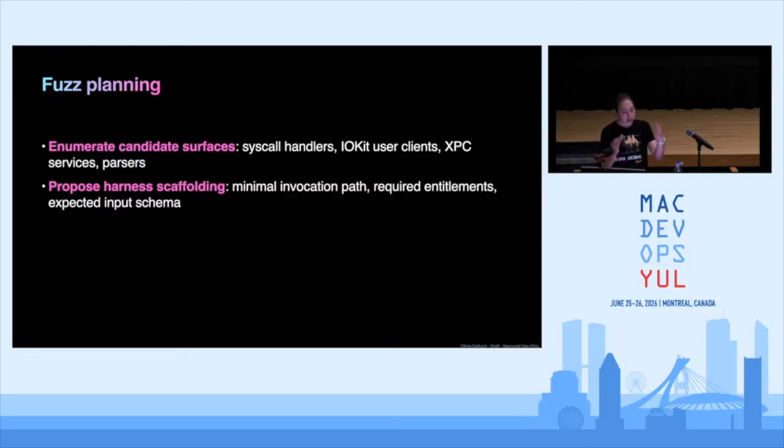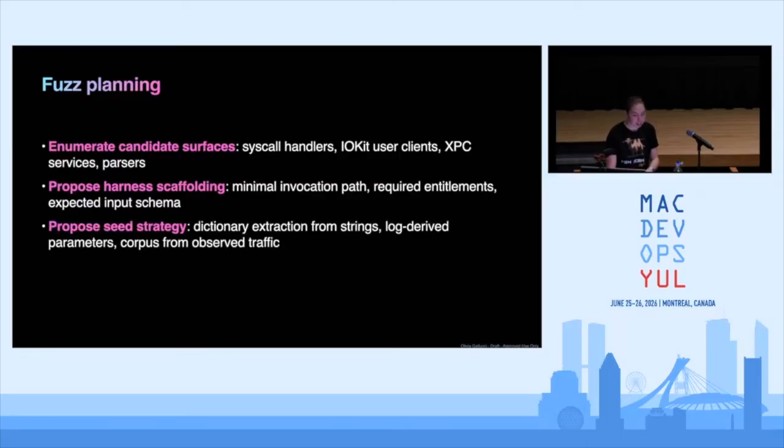And here, scale just means repeatability, since if you're trying to get money or sell your findings, you're going to have to prove that you can do it. So you have to be able to repeat it. Next, the AI recommends a seed strategy by extracting dictionaries from strings, mining parameters from logs, or bootstrapping from observed traffic so coverage ramps quickly instead of mutating from nothing.